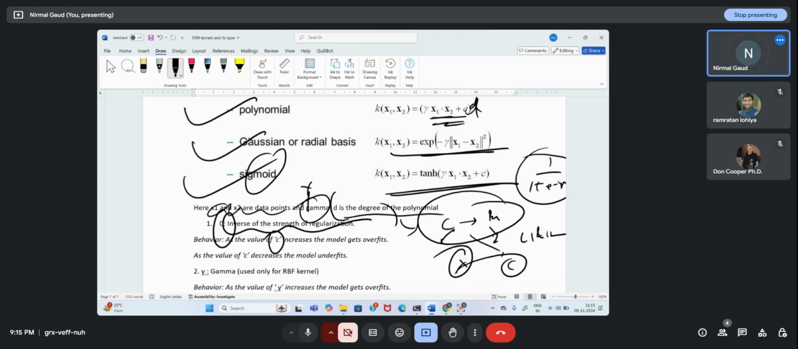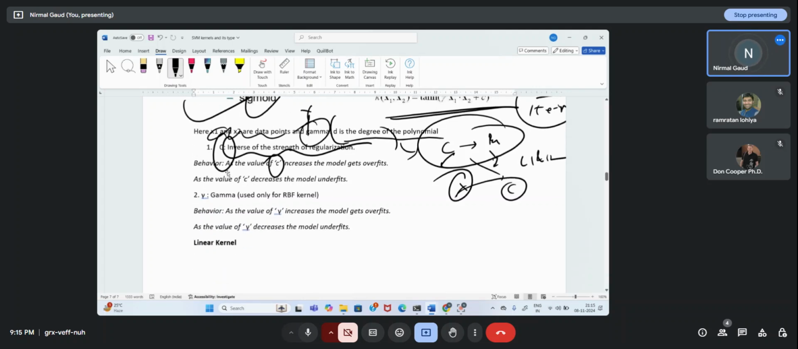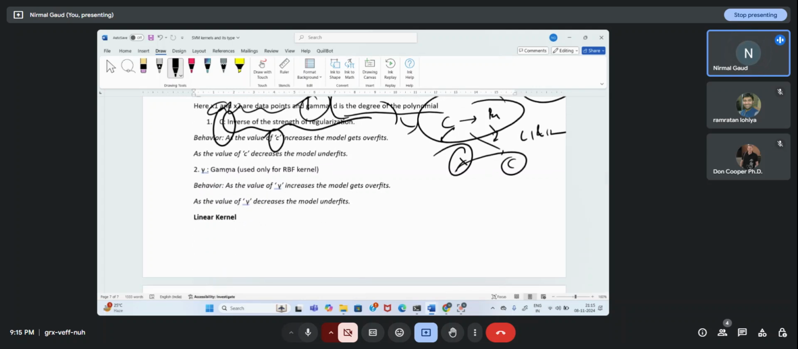Okay, got it. So gamma is used in RBF. As the value of gamma increases, the model gets overfit. As it decreases, the model underfits. So we should have a proper value of gamma. We want to make a general model.